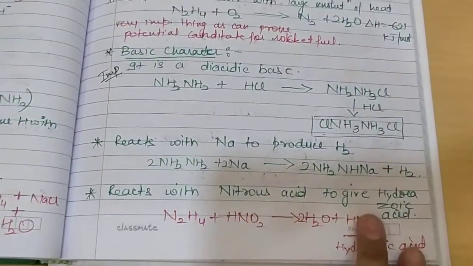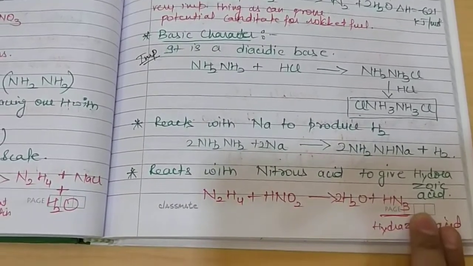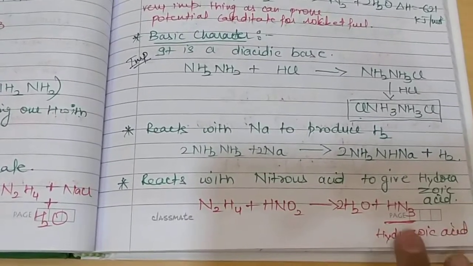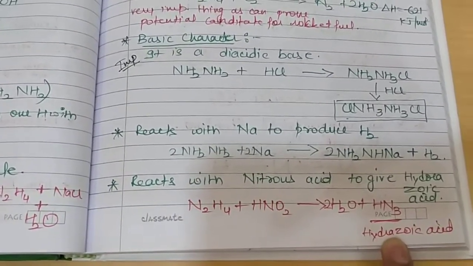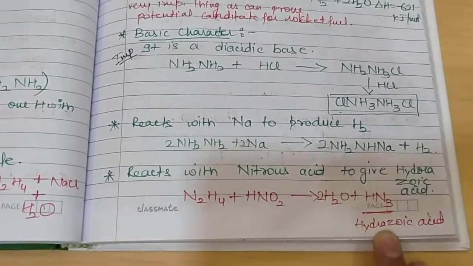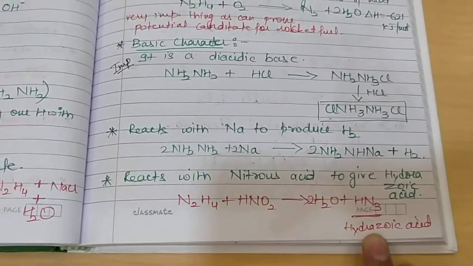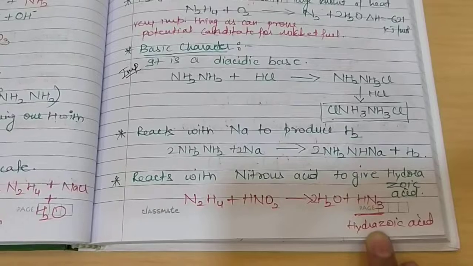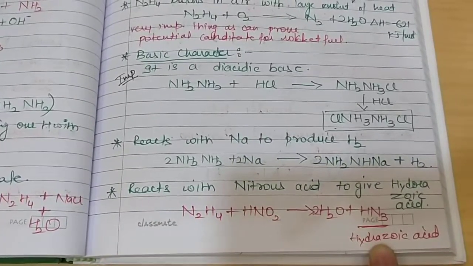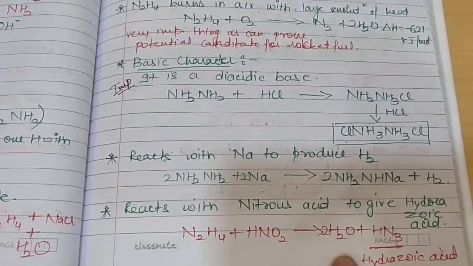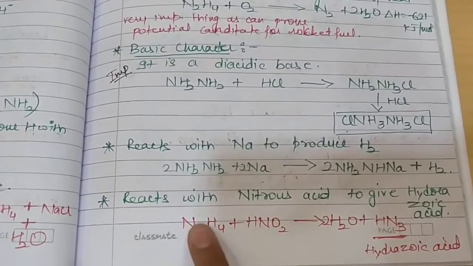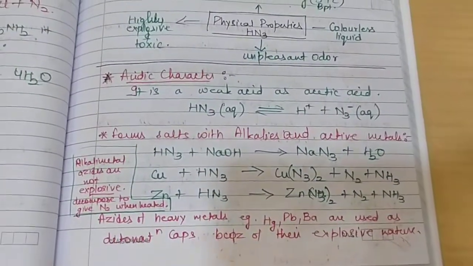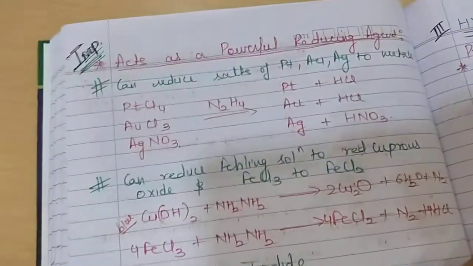Further is the reaction of hydrazine with nitrous acid. When we react hydrazine with nitrous acid, it gives us hydrazoic acid. This is an important reaction for the preparation of hydrazoic acid. It is one of the preparation methods for hydrazoic acid, which we will be discussing further. The next compound to be discussed under the category of hydrides of nitrogen is hydrazoic acid. Next, hydrazine is a powerful reducing agent.